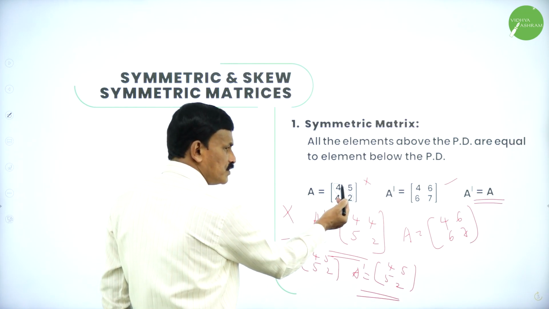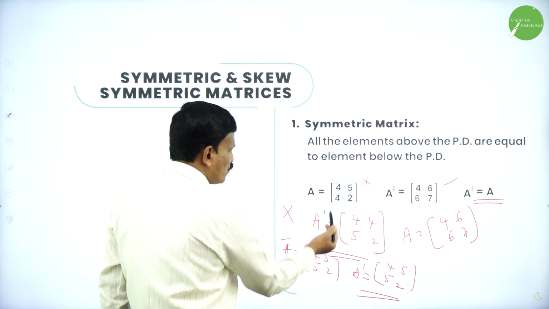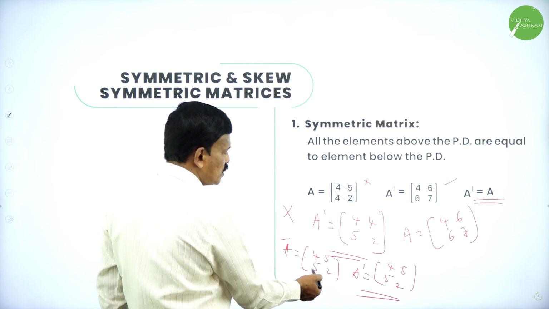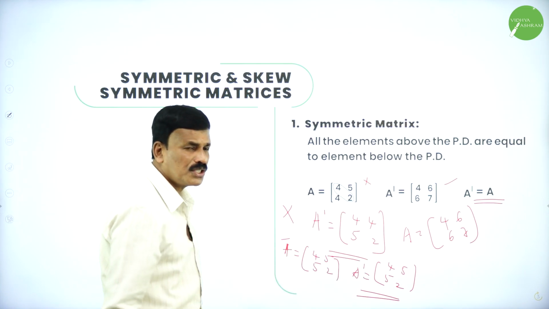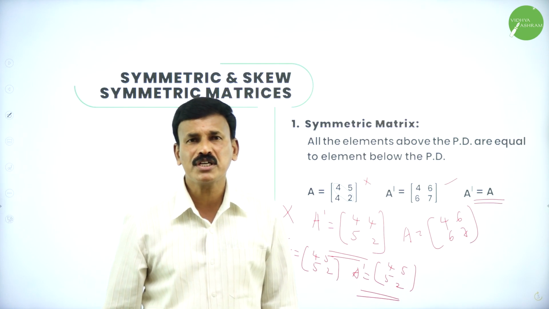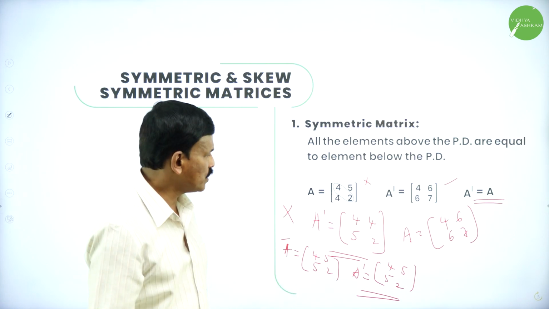If instead of writing 4 here, if I change 4 to 5, then these two elements are the same, then you are going to get a matrix A dash equal to the same matrix. Such a matrix is called a symmetric matrix.